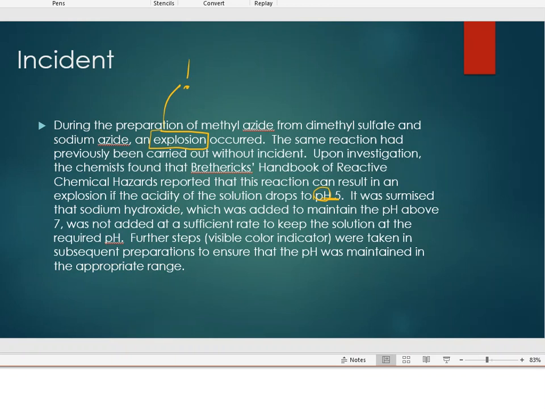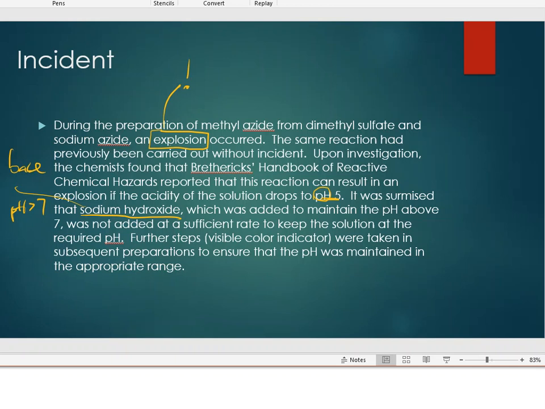It was surmised that the sodium hydroxide, which was added to maintain the pH above 7, was not added at a sufficient rate to keep the solution at the required pH, right? So sodium hydroxide is a base, and this makes the pH greater than 7, and that's what we want. If it drops below 5, it becomes explosive. So basically what they thought is that this sodium hydroxide wasn't added quick enough, or it wasn't added in the proper amount, and because of that, the pH began to drop.